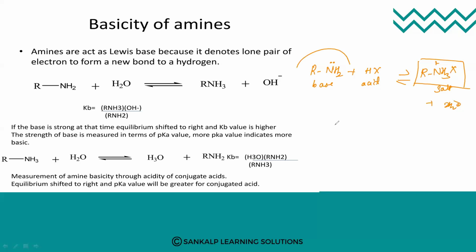So this is how the nature of amine is decided. You take amines and react them with acid, and you get the ammonium salt. This indicates that amines are basic in nature.